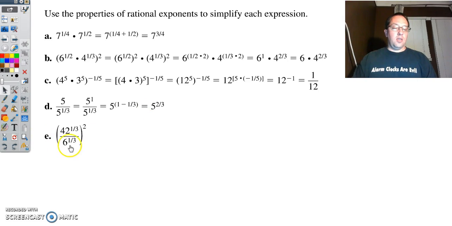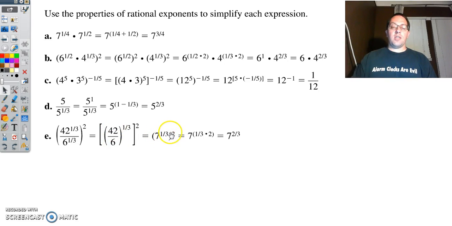All right. E. Bases are not the same, exponents are the same. So since our exponent is the same, it's that 1/3, we're going to keep that. And we're going to change these over here. So we can take 42 divided by 6 raised to the 1/3 squared. Well, 42 over 6 is 7, so we have 7 to the 1/3. And we're going to take that and square it. So when you have a power to a power, you multiply the exponents, 1/3 times 2. So this is 7 to the 2/3.